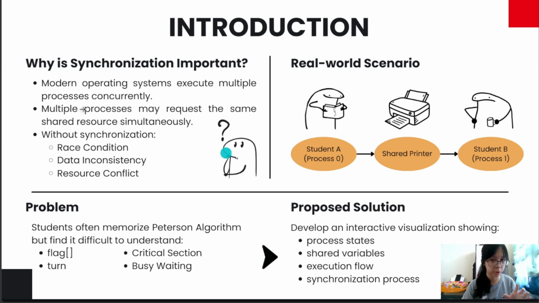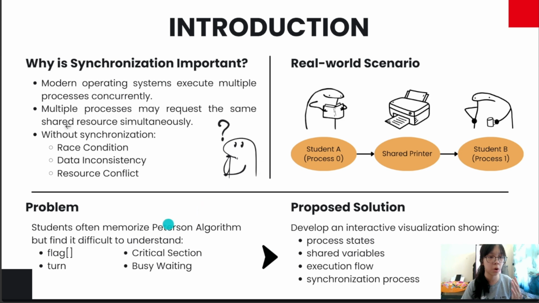To make this abstract concept easier to understand, we designed a relatable real-world scenario. Imagine two university students, student A and student B. They are both trying to print their assignment using a single shared printer. In our project, the students represent the processes and the shared printer represents the critical section.